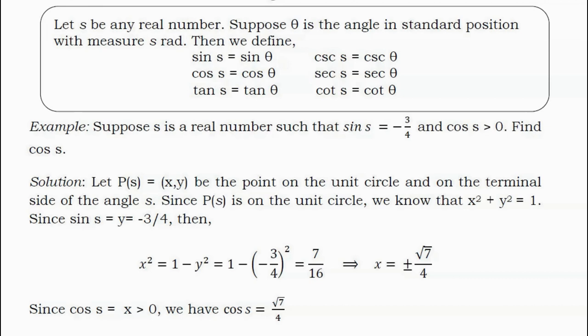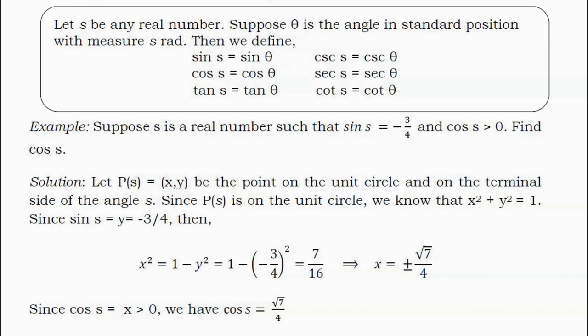In our previous video, we defined the circular functions in any real number, and so here it is. Sine s is just equal to sine theta, cosine s is equal to cosine theta, tangent s is equal to tangent theta, cosecant s is equal to cosecant theta, and others, where s is any real number that is the measure of our angle, which is theta. So let's have an example.